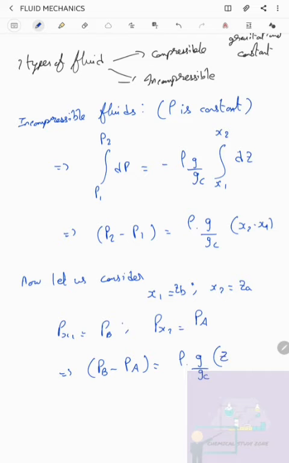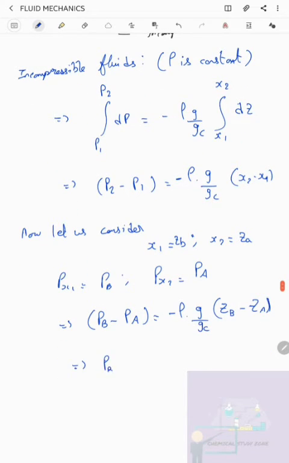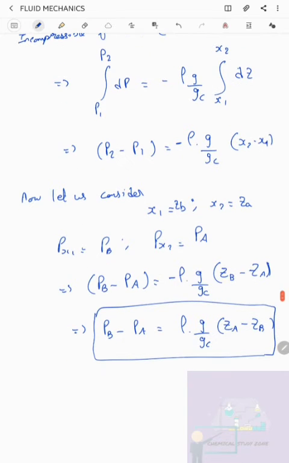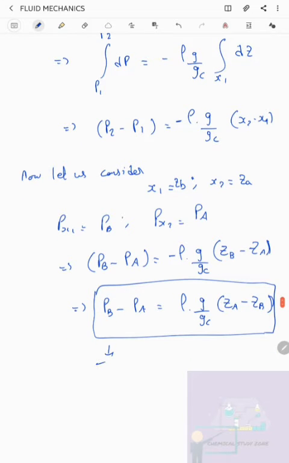we have a minus symbol over here. So zb minus za. I'll just multiply the minus symbol here. We will get pb minus pa equals rho into g by gc into za minus zb. This is the pressure difference between 2 points in hydrostatic condition for incompressible fluids.